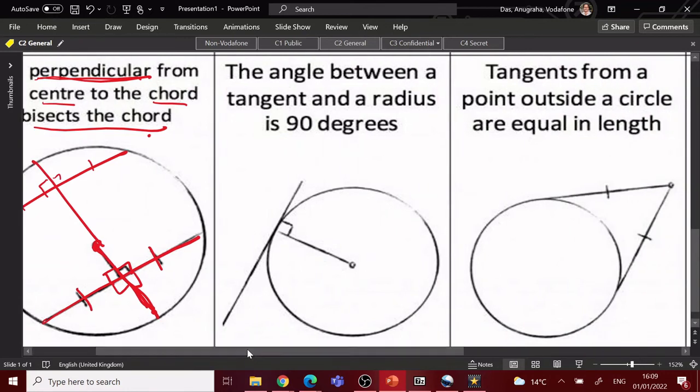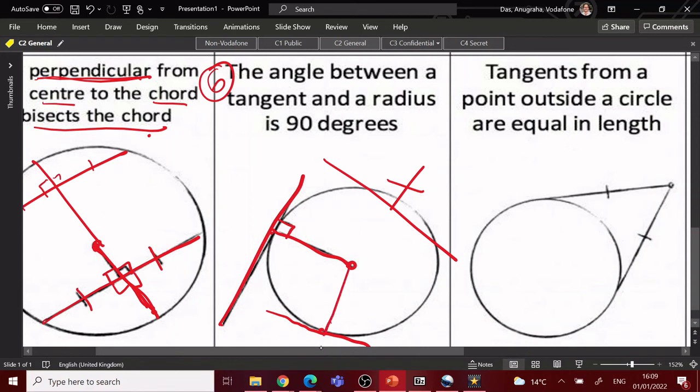Now for rule number 6, the angle between a tangent and a radius is 90 degrees. Pretty straightforward. You have a radius of the circle, and if a tangent meets it, you have a 90 degree angle. A tangent is a line that just touches the circle. It never crosses. It only touches the circle at one point. So when the radius meets at that point, that becomes a 90 degree angle. Pretty straightforward.